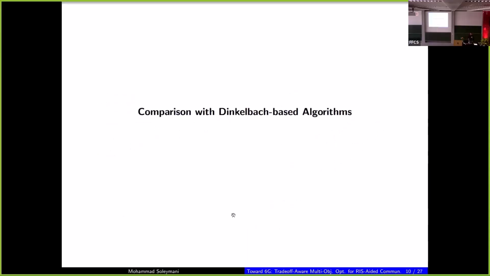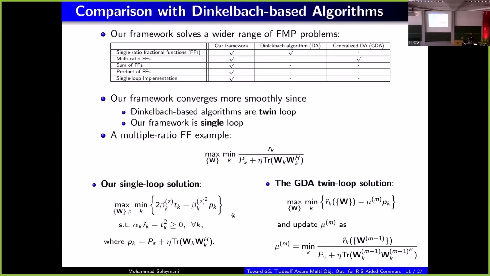Now I want to compare it with one of the well-known benchmarks in the literature, which is the Dinkelbach-based algorithm. In the Dinkelbach-based algorithm, firstly, you can only solve a simple fractional programming problem. It would be max-min ratio or min-max ratio fractional functions, but you cannot solve a more advanced one, for instance, sum of fractional functions or product of them, which would be maybe more interesting, especially for multi-objective optimization problems.